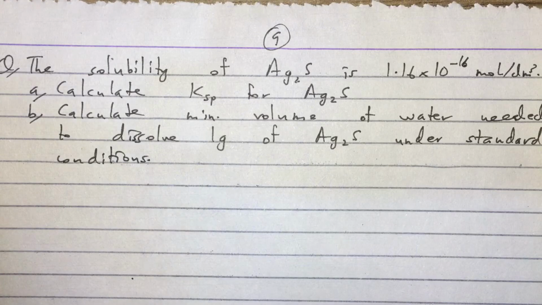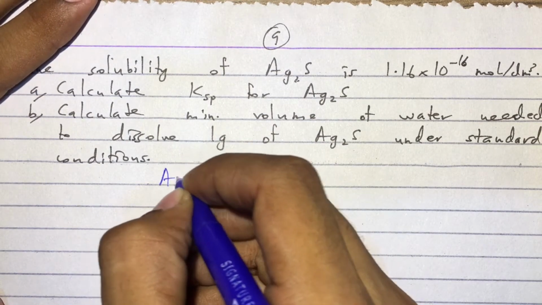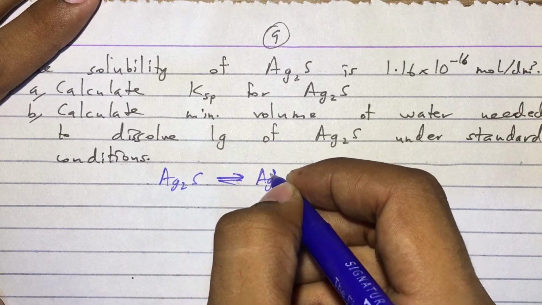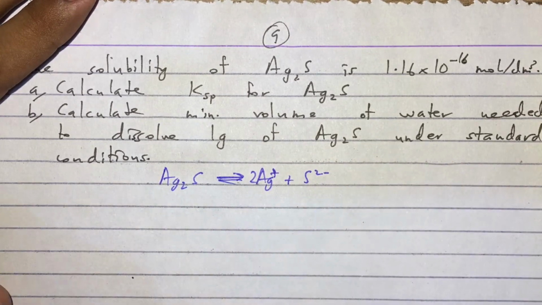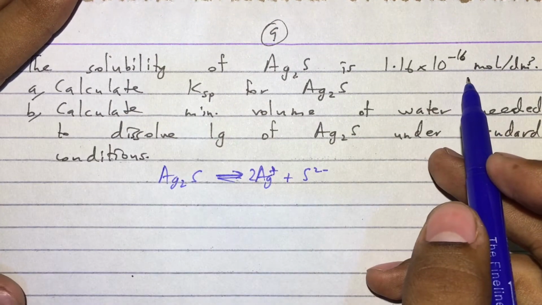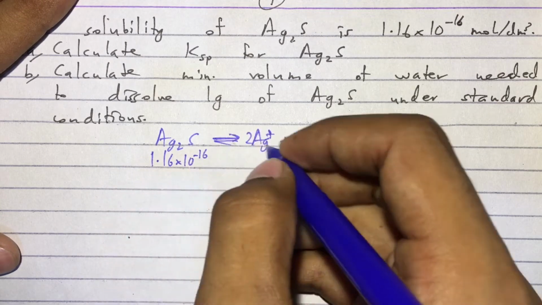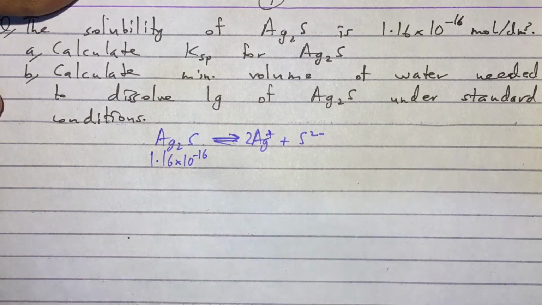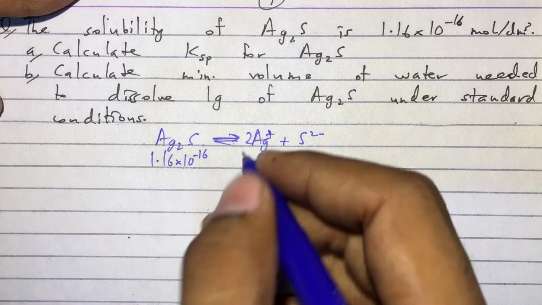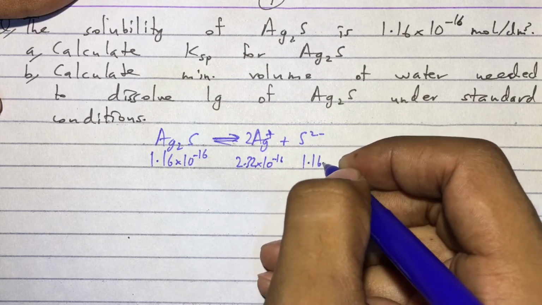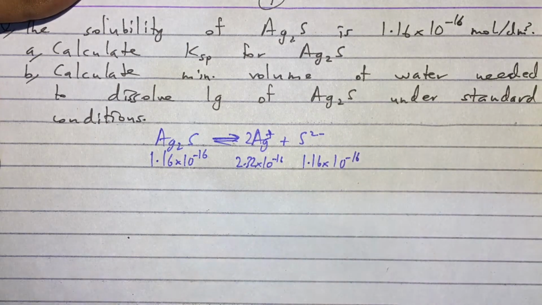Question: the solubility of Ag2S is 1.16 times 10 power negative 16 mole per dm cube. Calculate Ksp for Ag2S. So Ag2S dissociates into Ag plus and S2 negative. The solubility is basically equal to the concentration, so 1.16 times 10 power negative 16. The Ag plus concentration will be twice of that, 2.32 times 10 power negative 16, and S2 negative will be 1.16 times 10 power negative 16. So we have the concentration of the products.